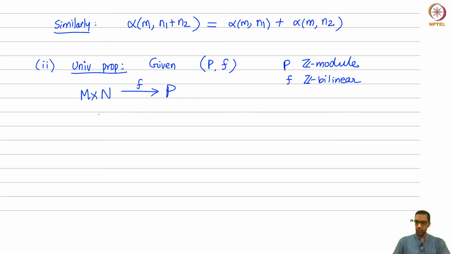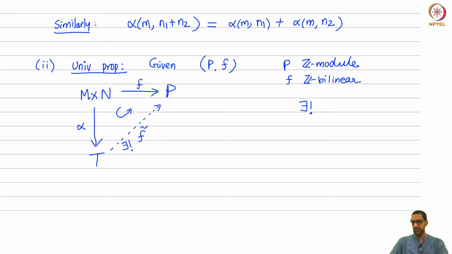Given these two, I claim that we can construct, so what do I want to do? I want to construct a map from T to P, a Z module homomorphism, Z linear map F tilde, such that this diagram commutes. That is, F tilde composition alpha gives me F. And this should be unique also. So there exists F tilde and this is unique. This notation here just means unique.